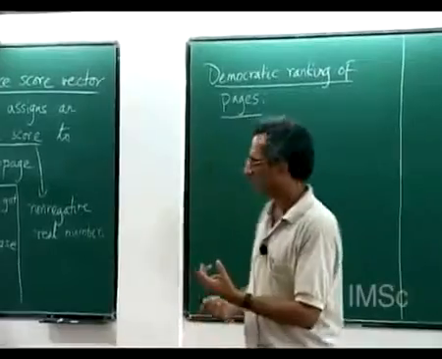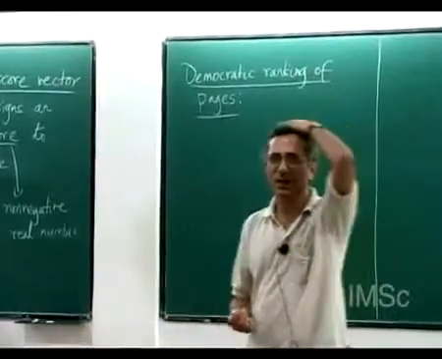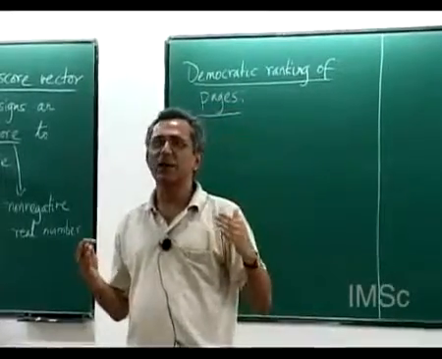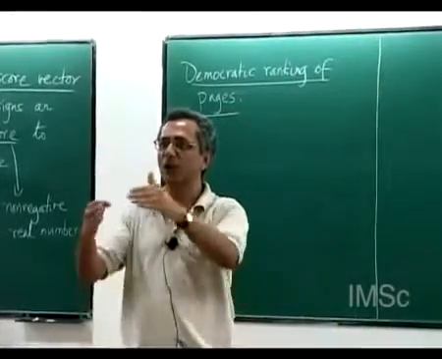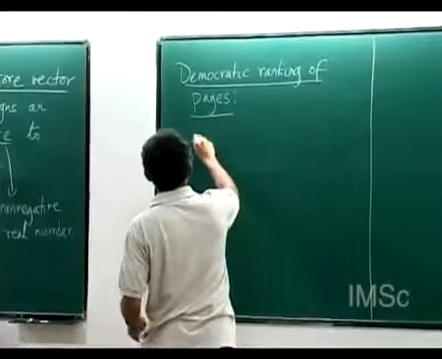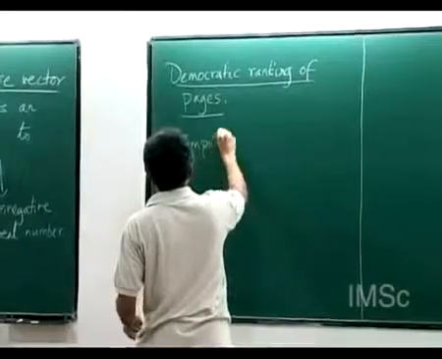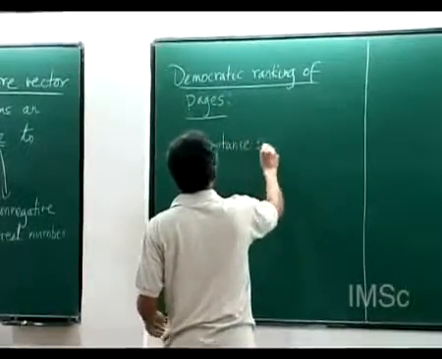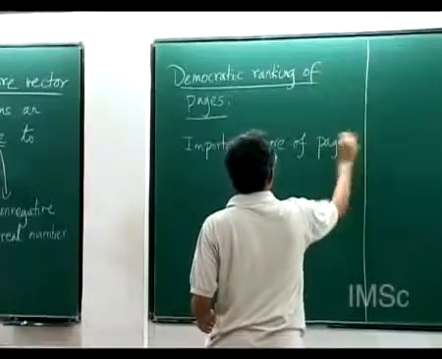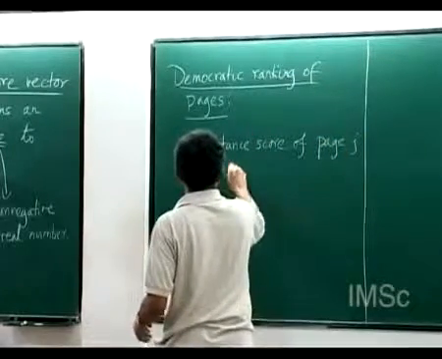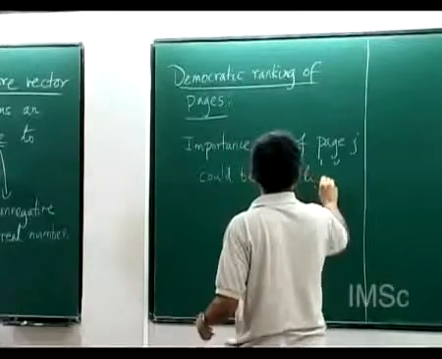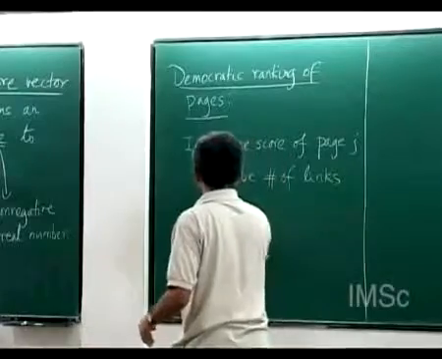So what then would be a measure of importance of a page? How many links point to that page? So that is, say, one way of thinking about the importance score. So importance score of page J could be the number of links to J.